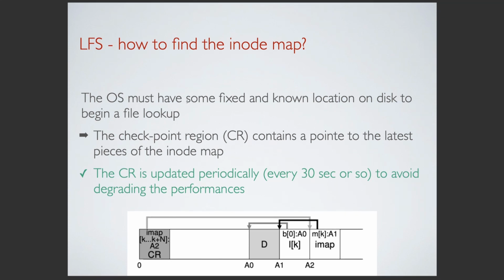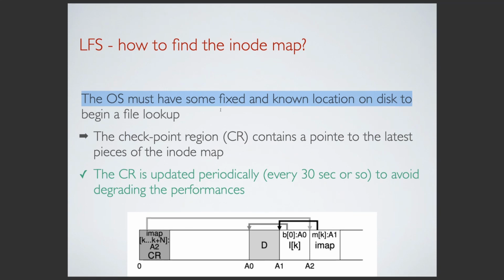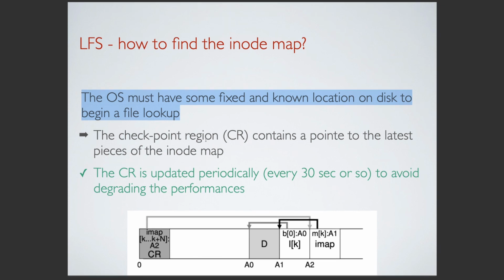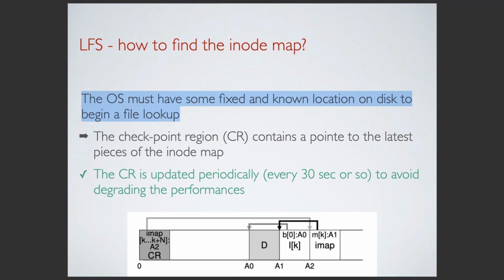Well, the OS must have some fixed and known location on the disk to begin the file lookup, right? So when you boot your computer, where is the most recent IMAP to know where my inodes are? Here they call it the checkpoint region, and they still use the first, or maybe the second block after the super block, to store this checkpoint region. And this checkpoint region has a link to the IMAP.